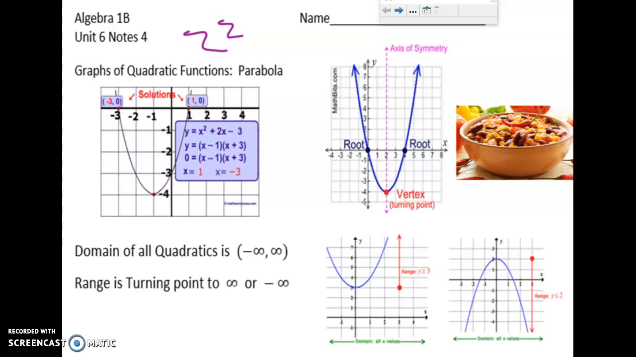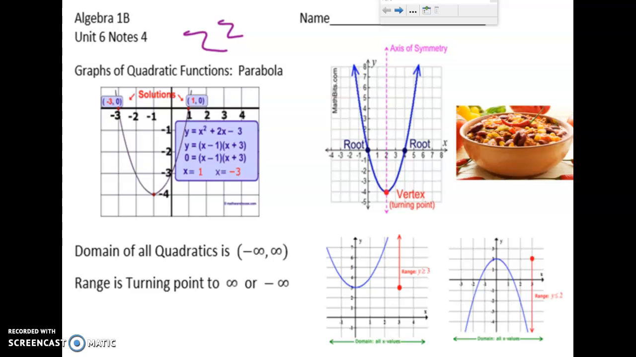Today, it will be all about graphs of quadratic functions, which are parabolas, and we've talked about these. These are the U-shapes that we saw at the beginning of the year, the horseshoes, and sometimes they go up and sometimes they go down. But for today's class, it's all about trying to find a couple key aspects.